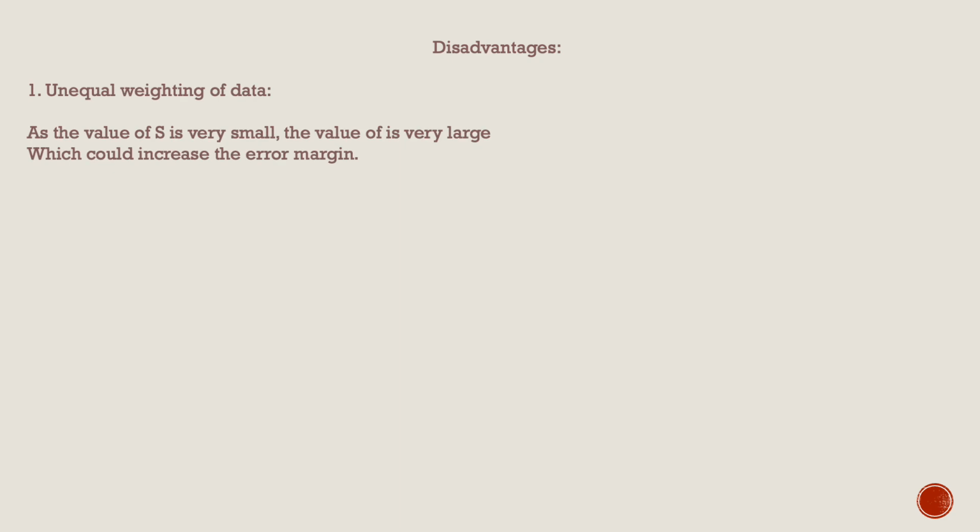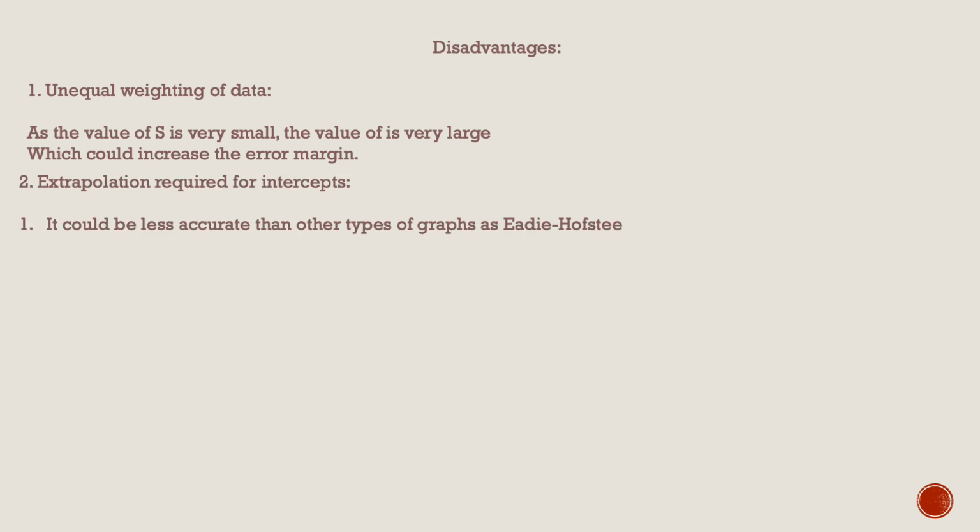The plot can also carry some disadvantages. 1. Unequal weighting of data. The value of S is very small, but in the graph it seems very large. This could increase the error margins. 2. Another disadvantage is that extrapolation is required for intercepts. It could be less accurate than other types of graphs, such as the Eadie-Hofstee plot.